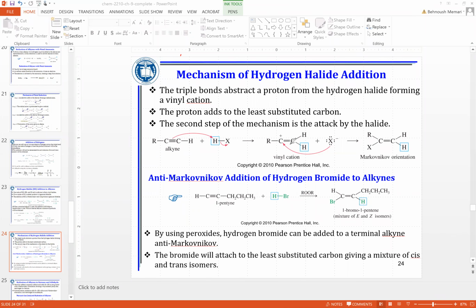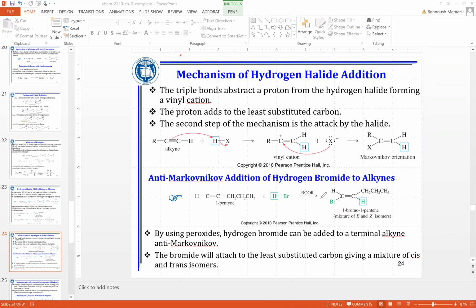When H comes in, the other carbon will take the plus charge. So it's better for the hydrogen to go to the terminal carbon, and the internal carbon takes the plus charge. Obviously, that carbon is more stable, and the addition is going to be Markovnikov orientation.